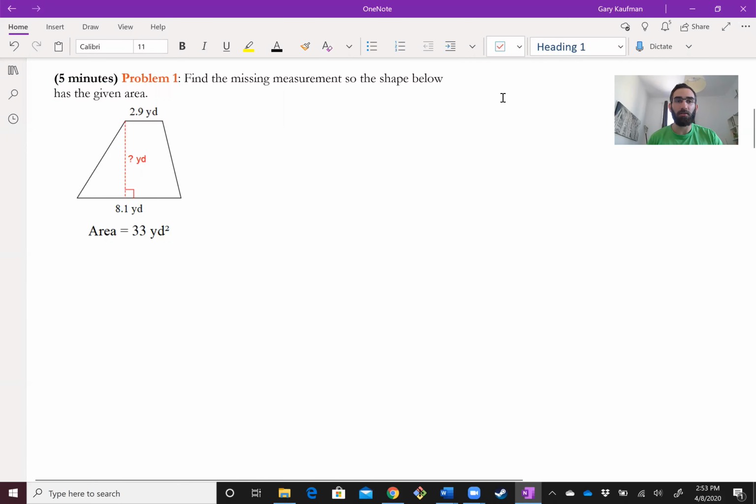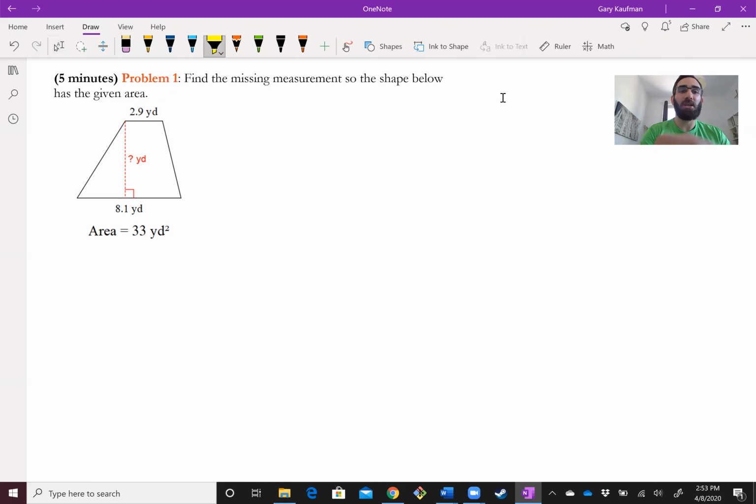Here's question 1. You have a trapezoid, and I ask you to find the missing measurement, the question mark, that allows the shape to have an area of 33 yards squared. So you're looking for the height that would then result in this area. Go ahead.